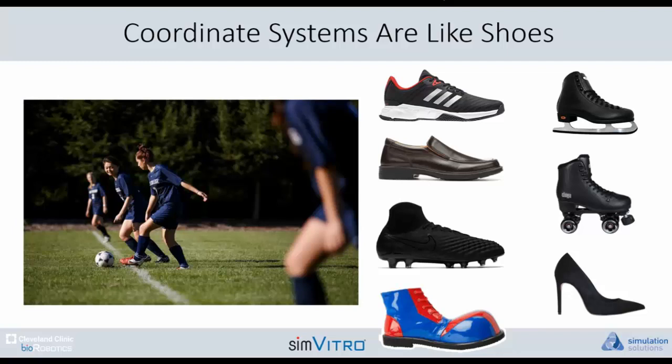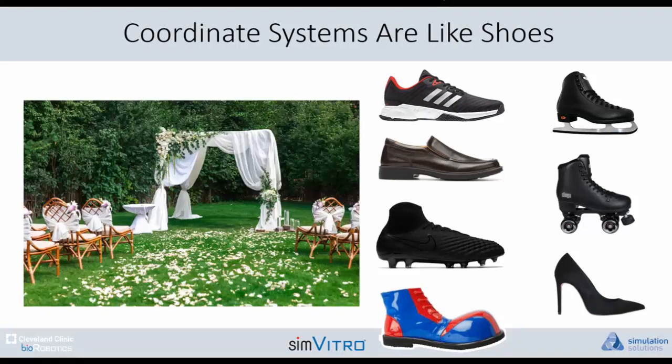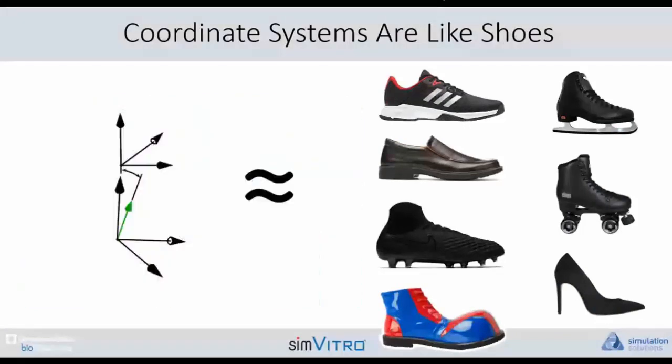Now, in this environment, if you wanted to join these girls on the soccer field or football pitch, wherever you're from, you'd call it something different, there's really only one shoe that would be ideal for this application. And in this environment of a wedding, I'm pretty sure the clown shoes would not be a good fit. And so when we think about coordinate systems and the environments we're applying them, we need to make sure we're kind of matching the right shoe or wearing the right shoe in that particular application, because it varies and it can be different.